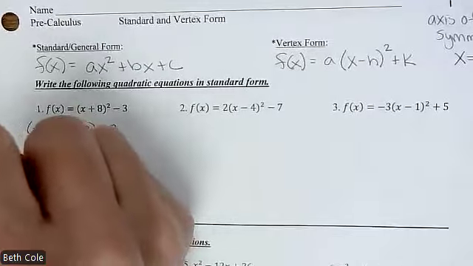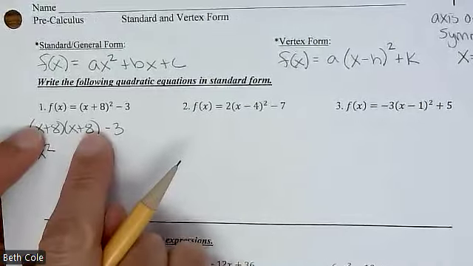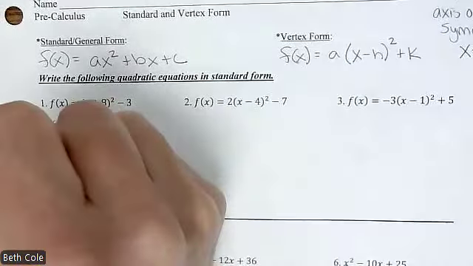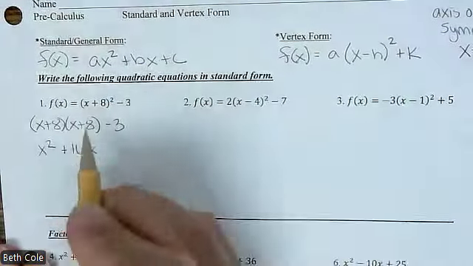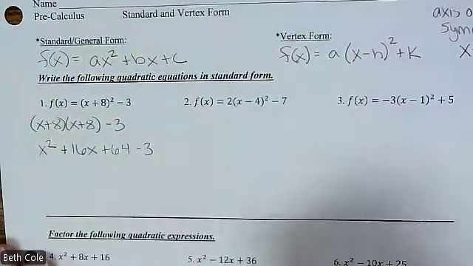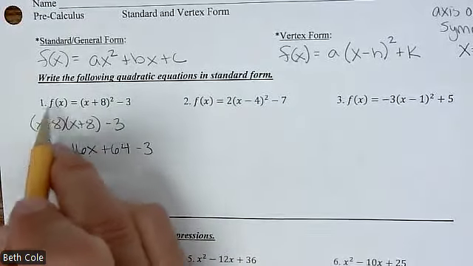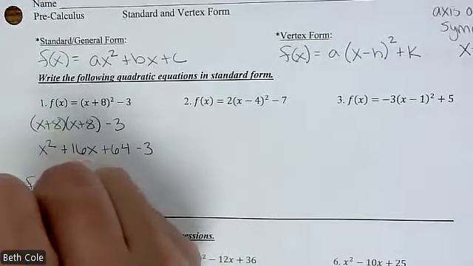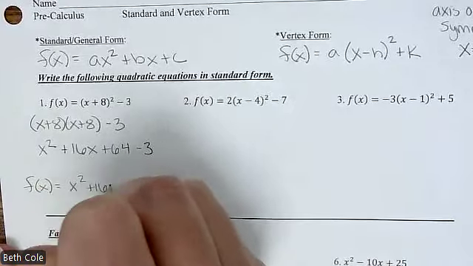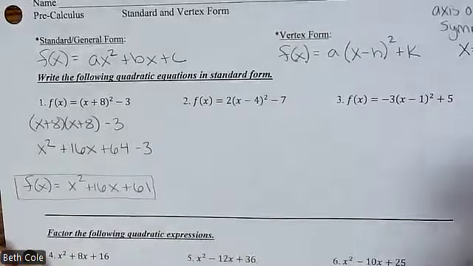X squared. Now I try to get you guys to do the outsides and insides together because it'll save you time. The outsides will be 8x. The insides will be 8x. So together, 16x, good. And then 8 times 8 is 64, and then minus 3. So your final answer, and I don't mind if you don't write an f of x in front of every single one of these, but if you could slap an f of x in your final answer for your equation, this will be x squared plus 16x plus 61. So again, not hard. You just need to know your multiplication tables.